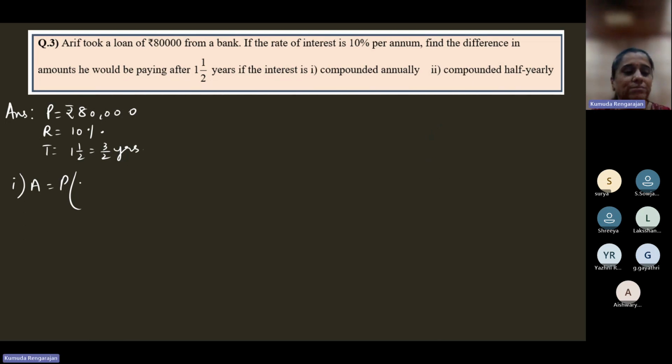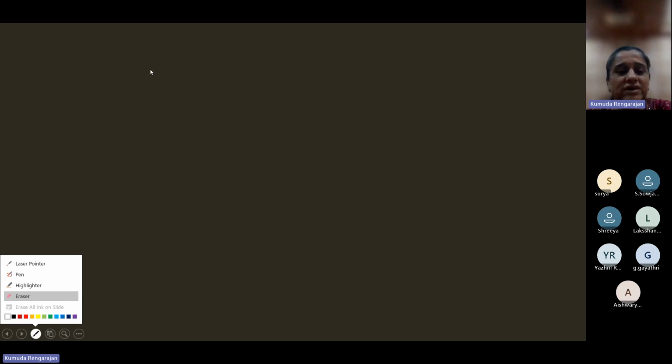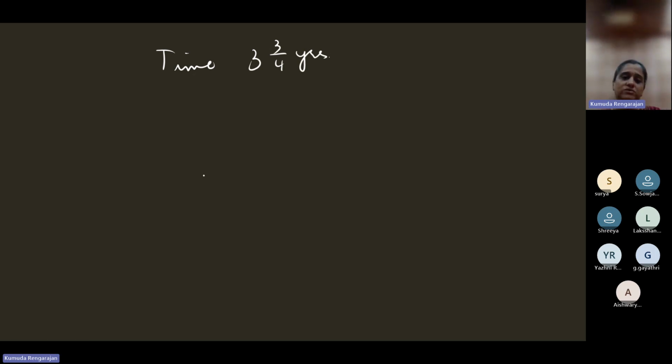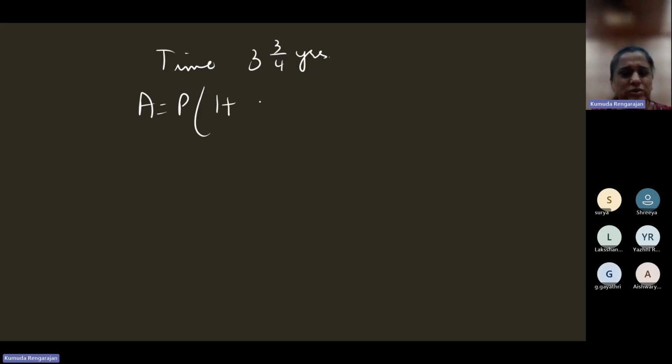So it is P into 1 plus R by 100 to the power n into, whatever that fraction is. I'll just tell you a general one. Supposing the time is 3 by 4 years, children. So amount is equal to P into 1 plus R by 100. Supposing the rate is 12%, so 12 by 100, to the power n. N is 3 by 4.